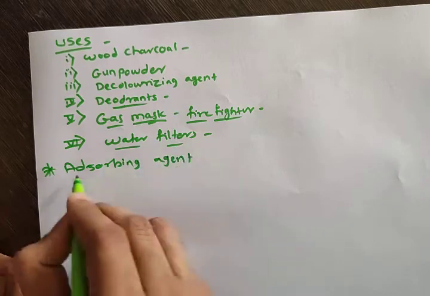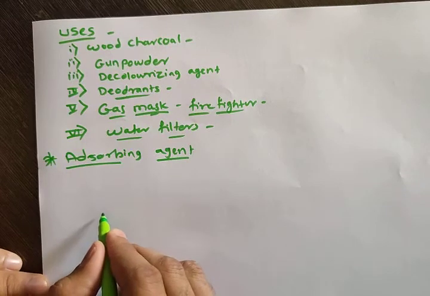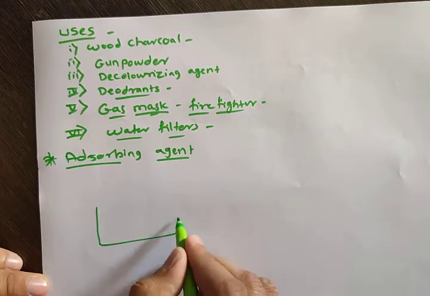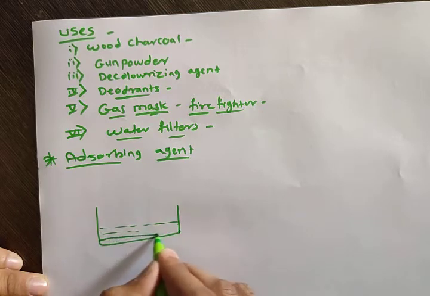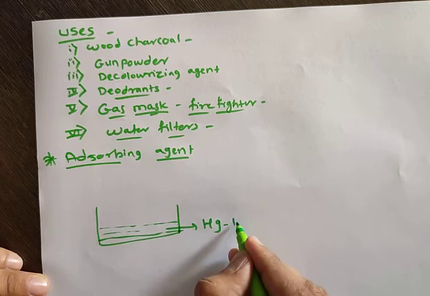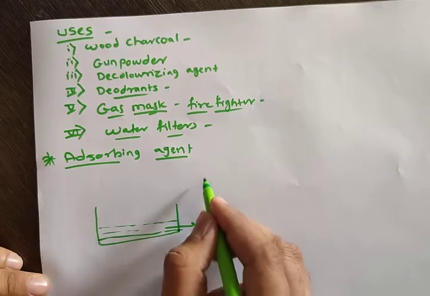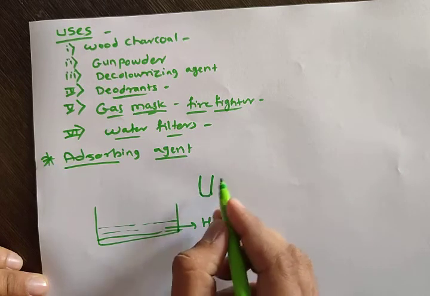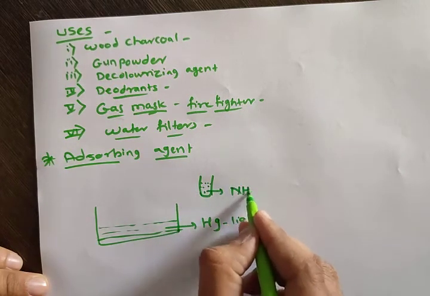It is a good adsorbing agent. So what we will do, we will take one bath, and inside this we will keep mercury. Mercury, all of you know, is a metal which is liquid at room temperature. Then we will take one test tube, and inside this test tube we will fill ammonia gas.